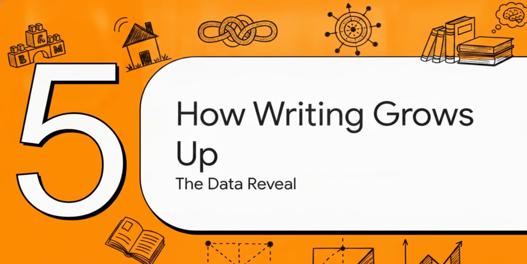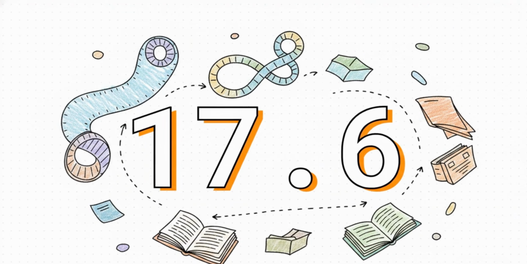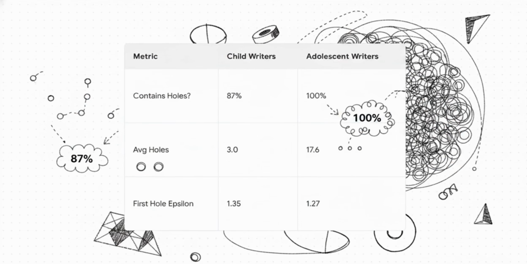Now that we know the algorithm works beautifully on simple nursery rhymes, let's look at the real-world data reveal. 17.6. That is the staggering average number of topological holes found in the essays written by adolescents in the study. Let's look at how that compares to the younger writers. The data reveals a truly profound difference. Only 87% of the child essays contained any geometric holes at all, and they averaged just 3 holes per essay. But the adolescents? 100% of their essays contained holes, jumping to that massive 17.6 average.